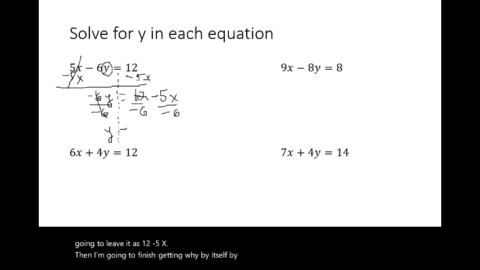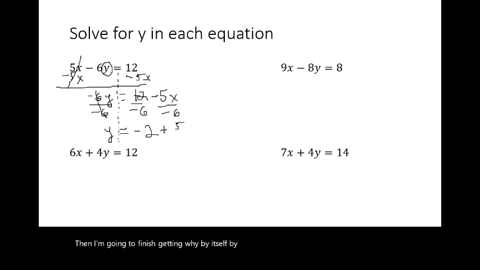So that gives us y equals positive 12 divided by negative 6 is negative 2. Negative divided by negative is a positive 5 over 6x. And if you want to, you can also rewrite that so that the x term is first. You can also rewrite it as y equals 5/6 x minus 2.